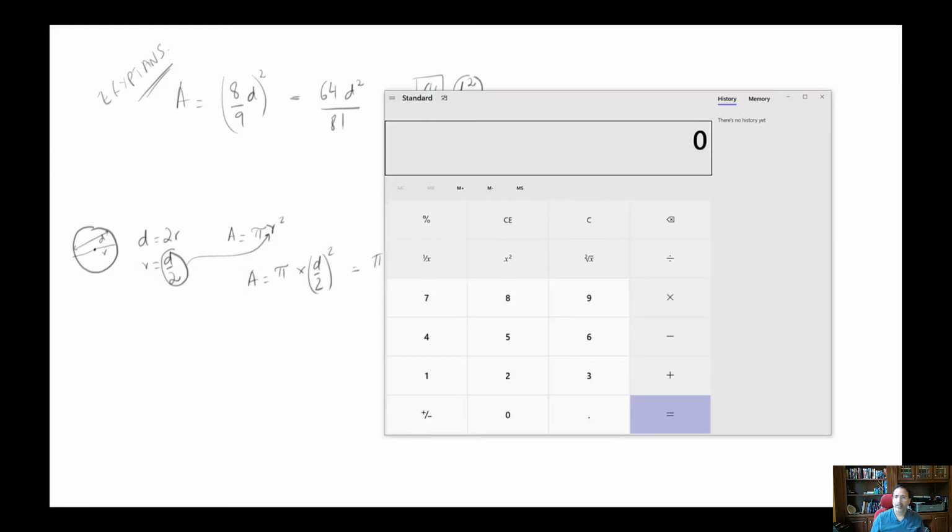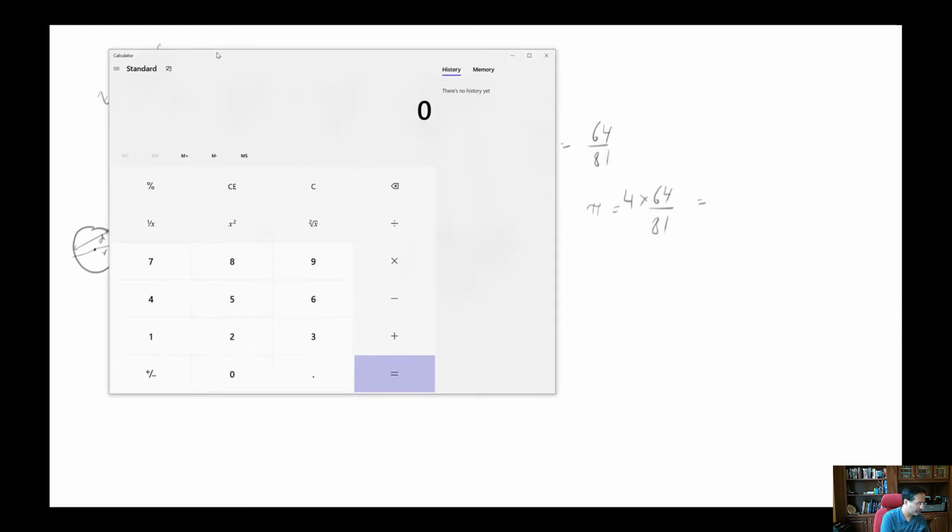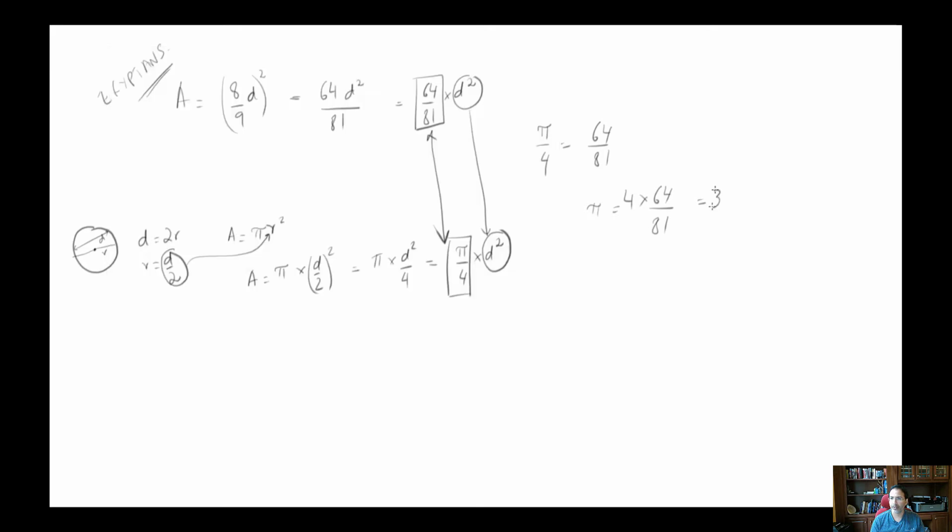So in this case we are going to compute 4 times 64 divided by 81. This value comes to 3.160, which is very, very close to the value of pi that we have, which is 3.14159. That is really, really cool, and the fact that the Egyptians came very, very close is quite remarkable.